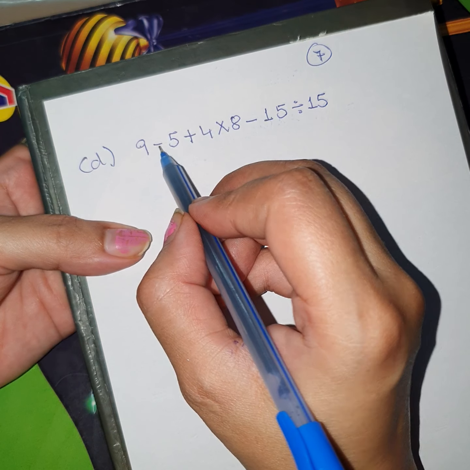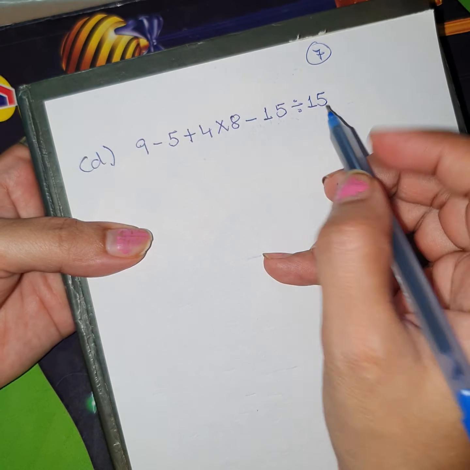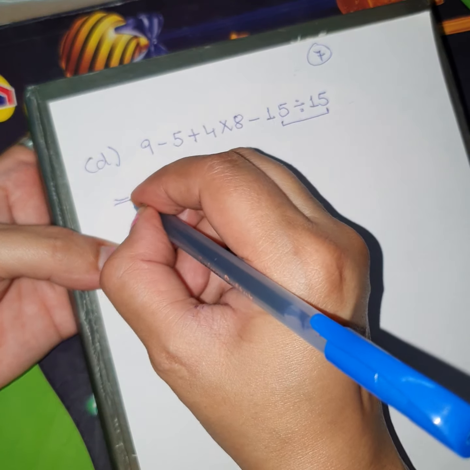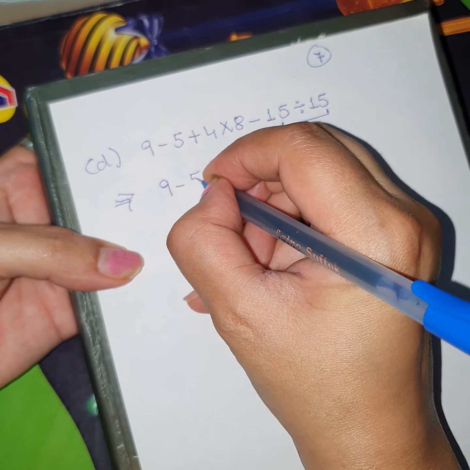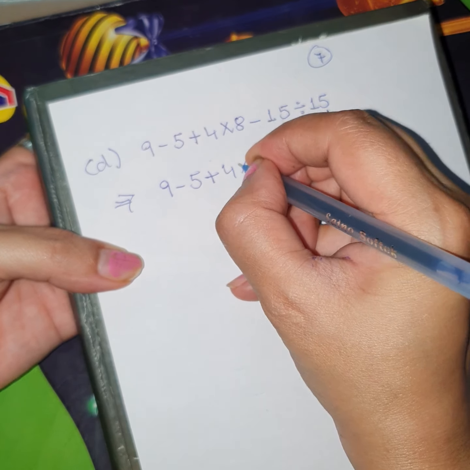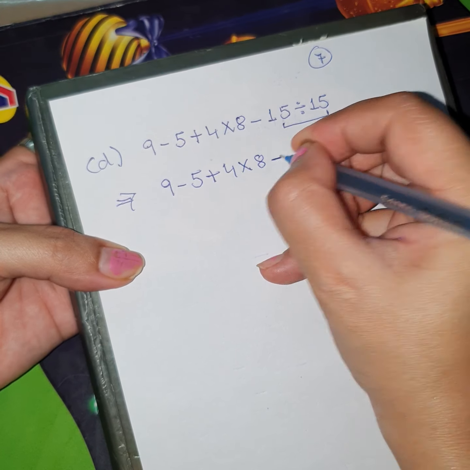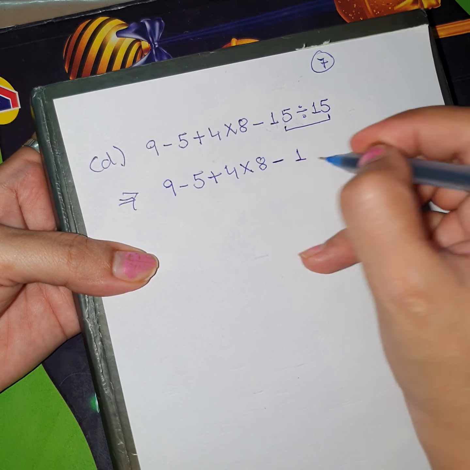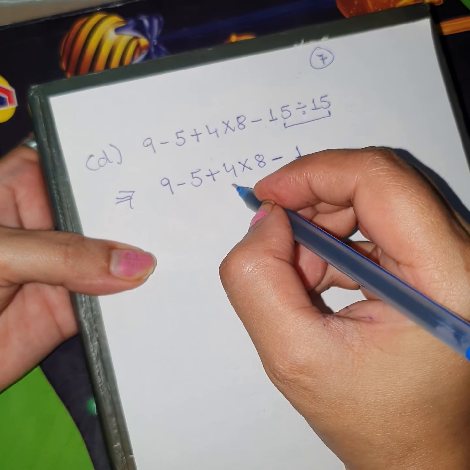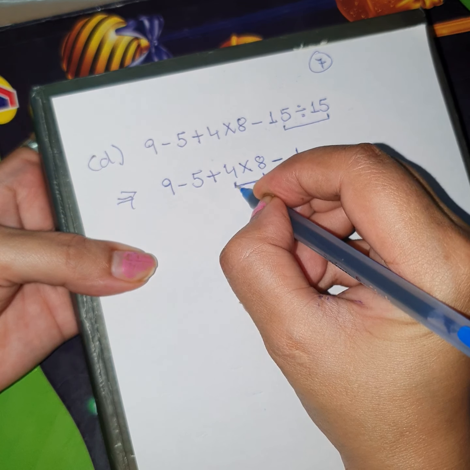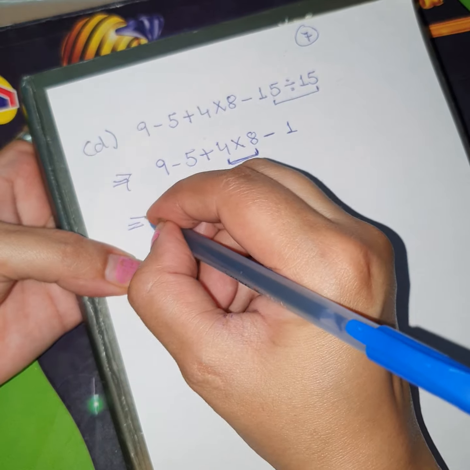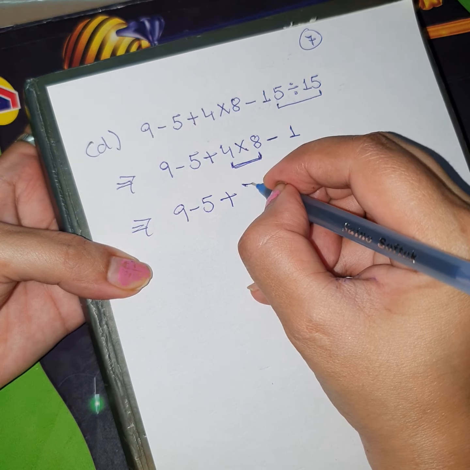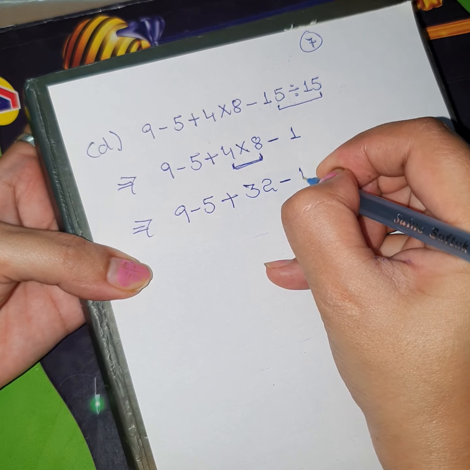There you can see subtraction, addition, multiplication, subtraction and division. So we will begin our question from division because bracket is not there. So 9 as it is, minus 5 as it is, plus 4 as it is, into 8 as it is, minus as it is, 15 divided by 15 will give you 1 because we are dividing it by the same number. Now firstly we will do multiplication here. So you can see 9 minus 5 plus 4 8s are, yes, 4 8s are 32 minus 1.